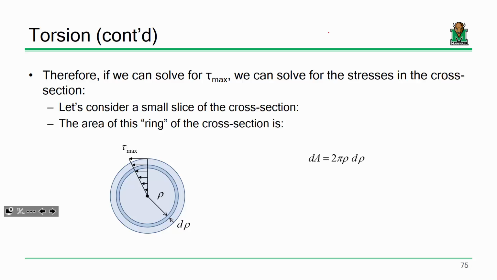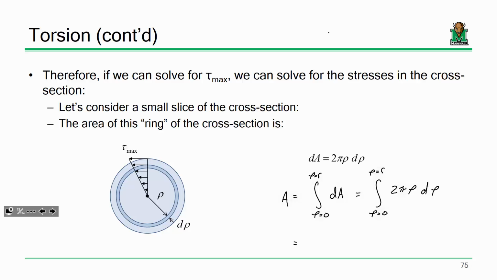Now, how would I calculate the area of that little ring? It's pretty easy if you think about it, because all it's going to be is the circumference times the thickness. Make sense? What's the circumference of a circle? It's 2 pi times the radius, or 2 pi times wherever this ring is, rho. And how thick is it? It's a little differential element, d rho thick. Make sense? If you don't believe that'll work, just integrate from rho equals 0 to rho equals r of 2 pi rho d rho, and see what you get.